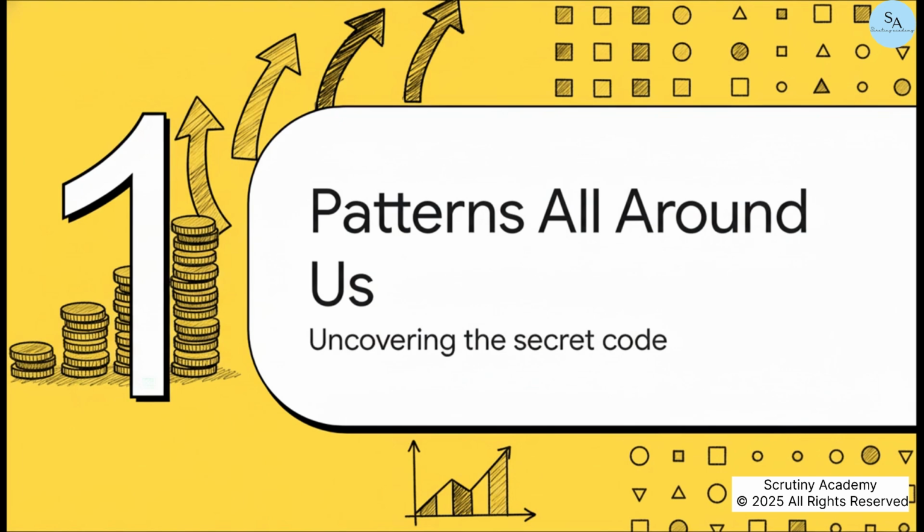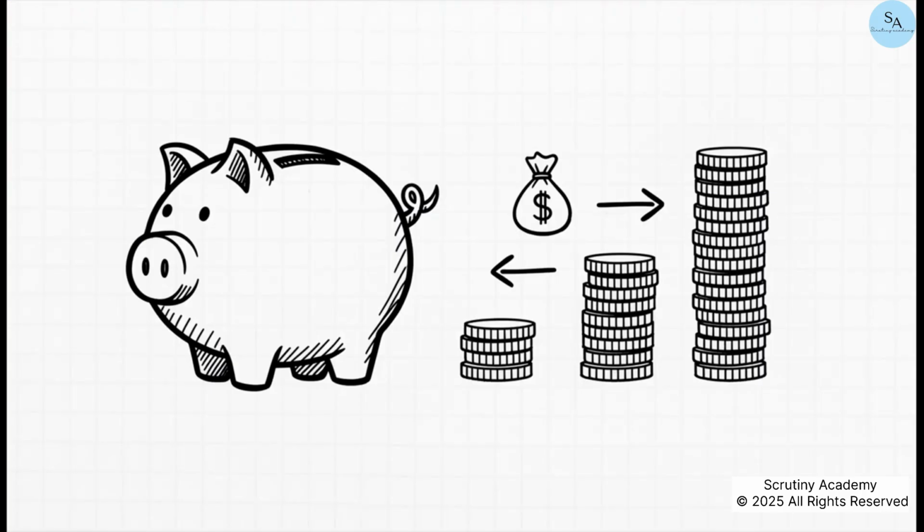Let's start with a simple idea from your textbook: simple interest. Notice anything about this sequence? Each year, the interest grows by the exact same amount, 80 rupees. This consistent step-up is the key idea we'll be exploring.